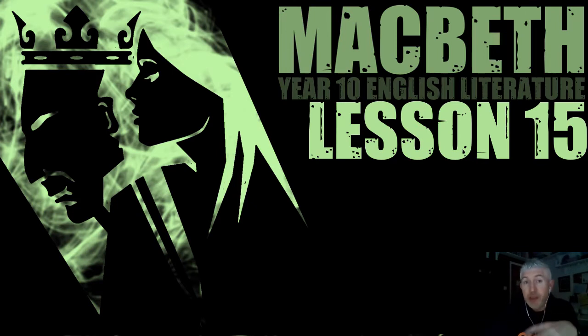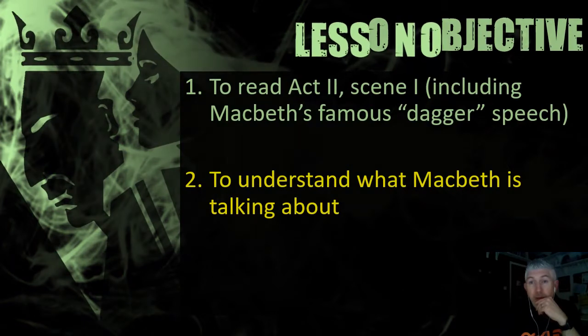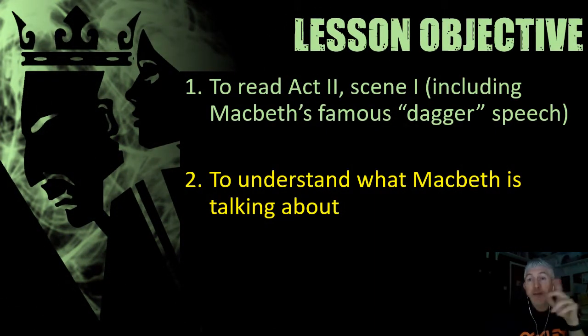In the scene we're going to look at today, he is moments away from murder, and we see and hear the way he feels and what he's thinking in those last crucial moments before he goes off to kill Duncan. Our objectives today, first of all, are to read Act 2, Scene 1, which includes Macbeth's famous dagger speech, and ideally to understand what Macbeth is talking about as well. It's always good to understand what's going on in the language.